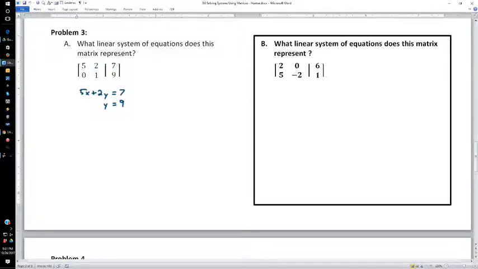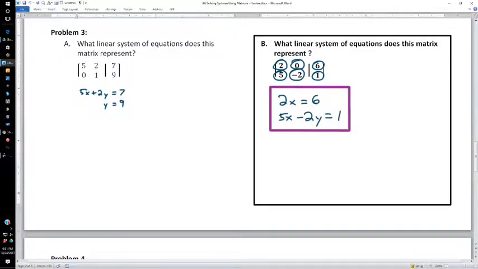Alright, again, if you didn't pause the video, shame on you. So this one says, if I have 2 x's, 0 y's, it equals 6. So 2x equals 6. Alright, this one says, if I have 5 x's, I've got negative 2 y's, it equals 1. So 5x minus 2y equals 1. That is your system of equations.